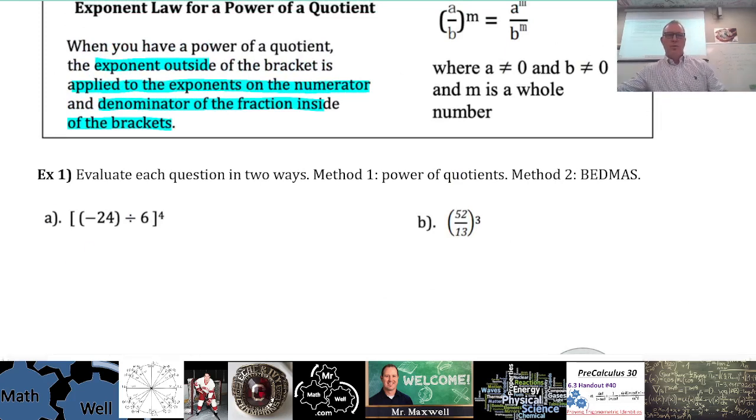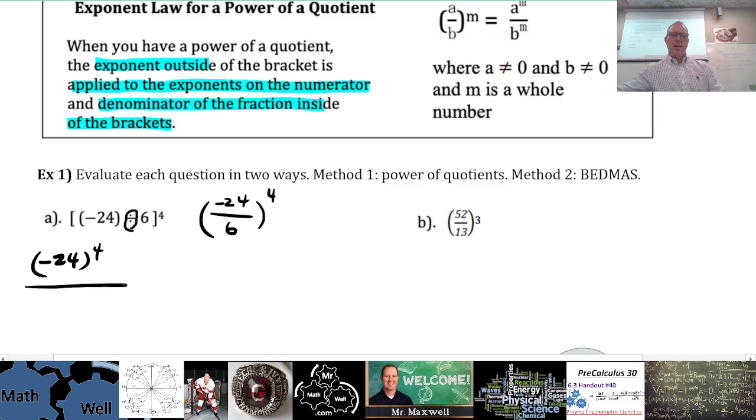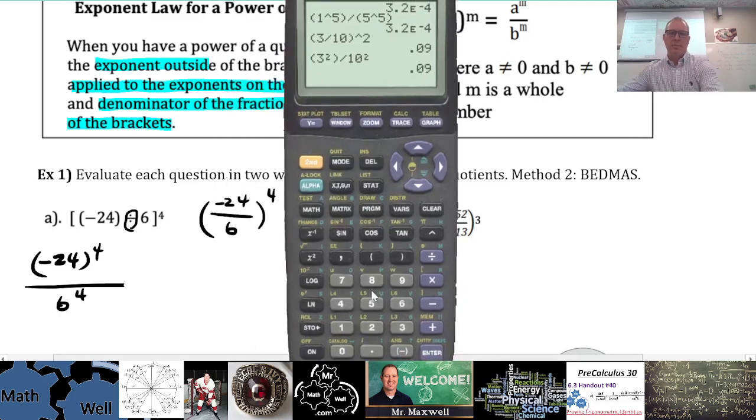Okay, negative 24 to the power of 4. Now this is divided by, right? So it's like this right here. That's what that actually looks like. Divided by 6 to the power of 4. Those are some big numbers, so let's try it here. So I'm going to write that negative 24 to the power of 4 is going to be this big number right here. And then I'm going to divide that number by 6 to the power of 4. 256.